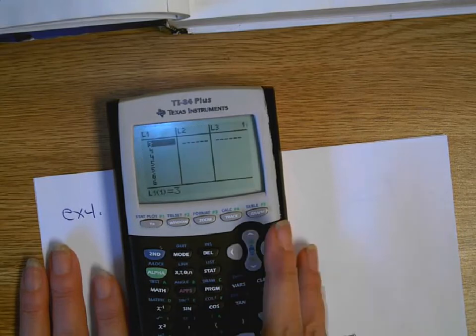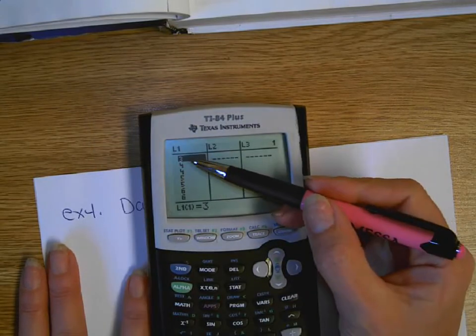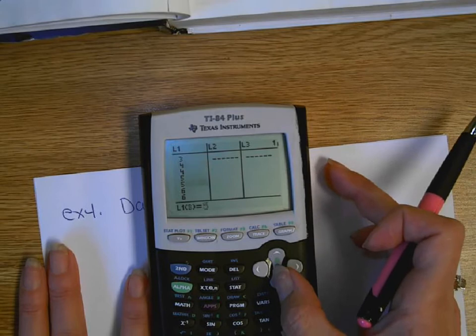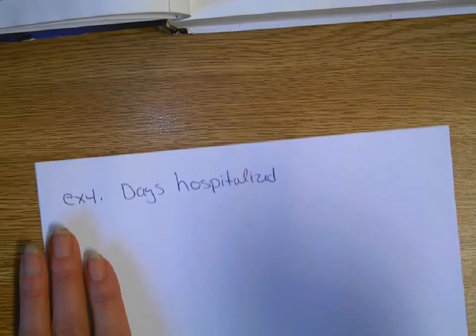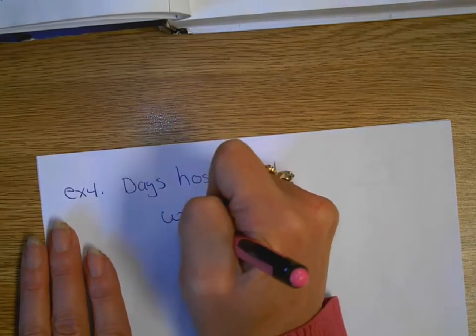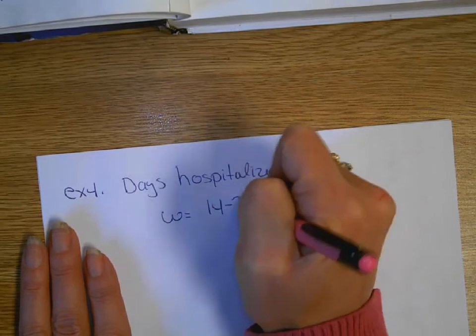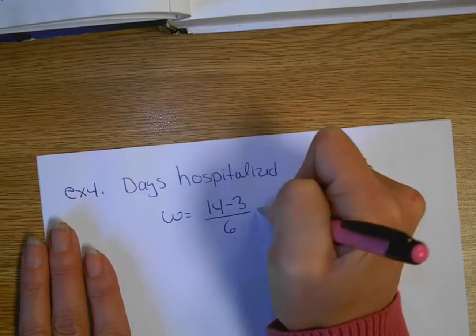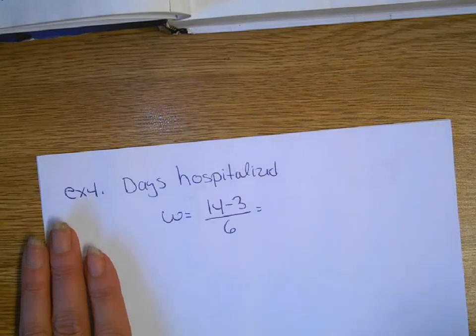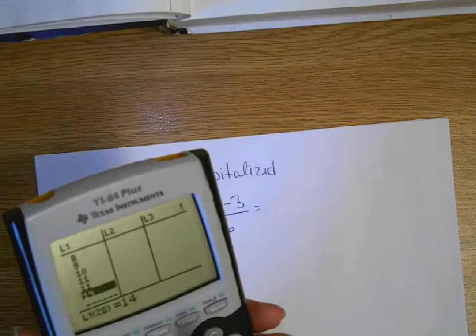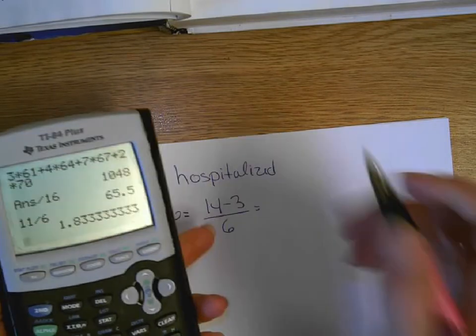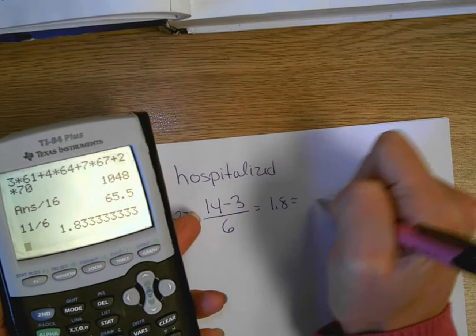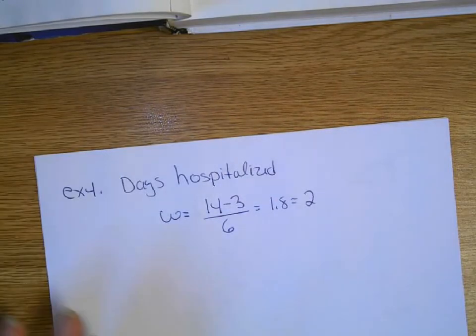So, Stat, Edit. I already put them in. The least number of days was 3, and the highest I think was 14. Yes, 14. So the first thing we're going to do is calculate our class width for 6 classes. Remember, it's max minus min divided by number of classes, and again we always round up. So that's going to be 11 divided by 6, which is 1.8, which is going to give us a class width of 2.